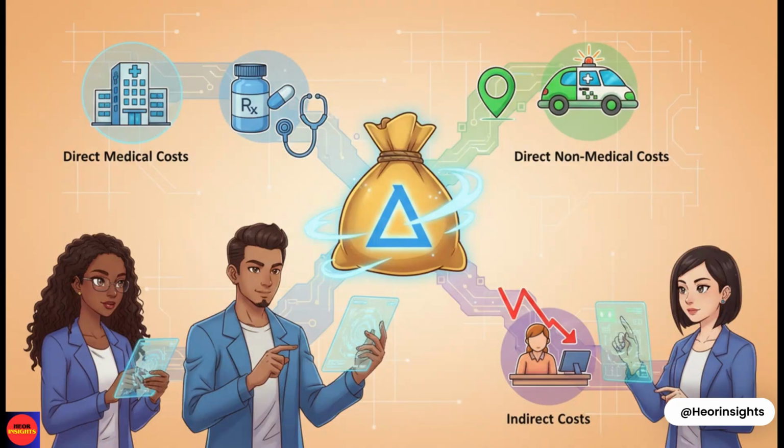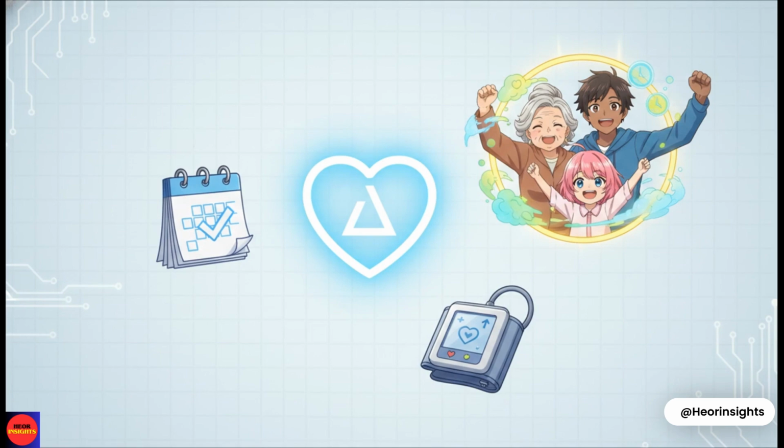The numerator, incremental cost, includes several components. Direct medical costs are things like the drug price, hospital stays, and physician visits. Direct non-medical costs can include items like patient transportation for treatment. And finally, indirect costs, such as productivity loss, are typically only included when the analysis is taking a broader societal perspective. The denominator, incremental effect, is the measure of health gain.